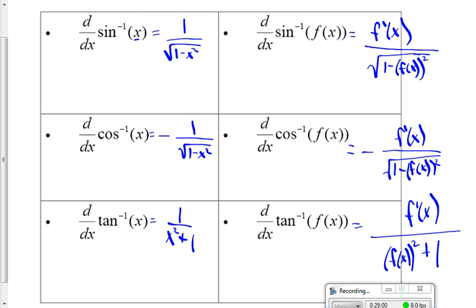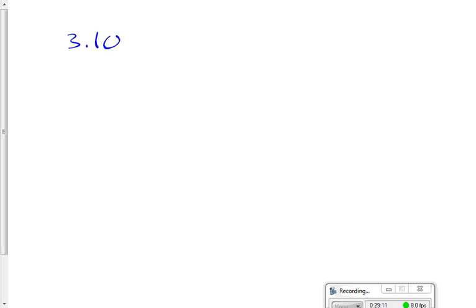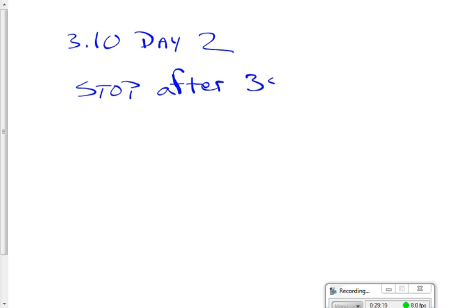Your homework is listed on your sheet as 3.10 day 2. I would not like you to do all of it. I would like you to stop after problem 35. And 35 is a little bit of a trick too, but stop after problem 35 because the rest of it involves a cool little inverse trick I'm going to show you tomorrow. And I really hope it makes a lot of sense.